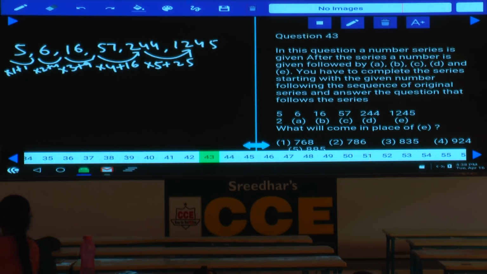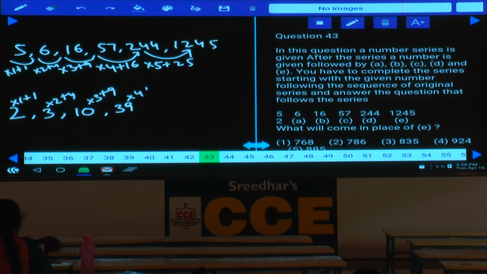Now we need to start with the 2. And 2 into 1 plus 1, how much is that? 3. And 3 into 2, 6 plus 4, and 10. And 10 into 3, 30 plus 9, 39. And 39 into 4 plus 16. What is 39 into 4 plus 16? Now the question is about E. Now 39 into 4 plus 16, it will be 172. Now it is 172 and the next number is into 5 plus 25. Now into 5 A, B, C, D and E.